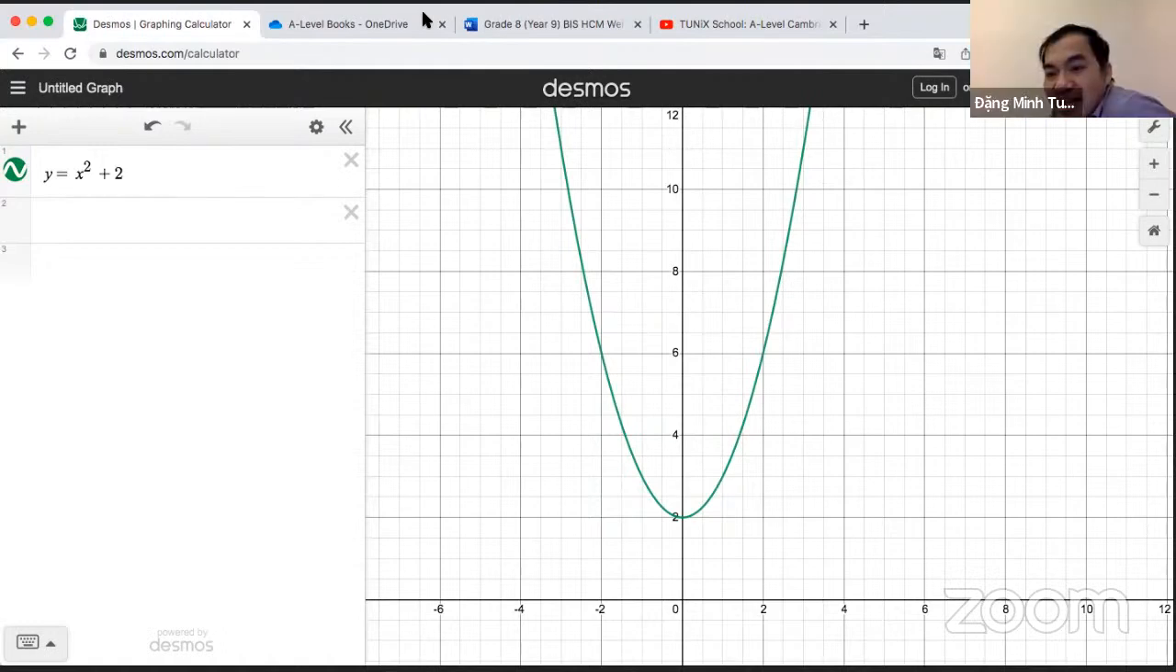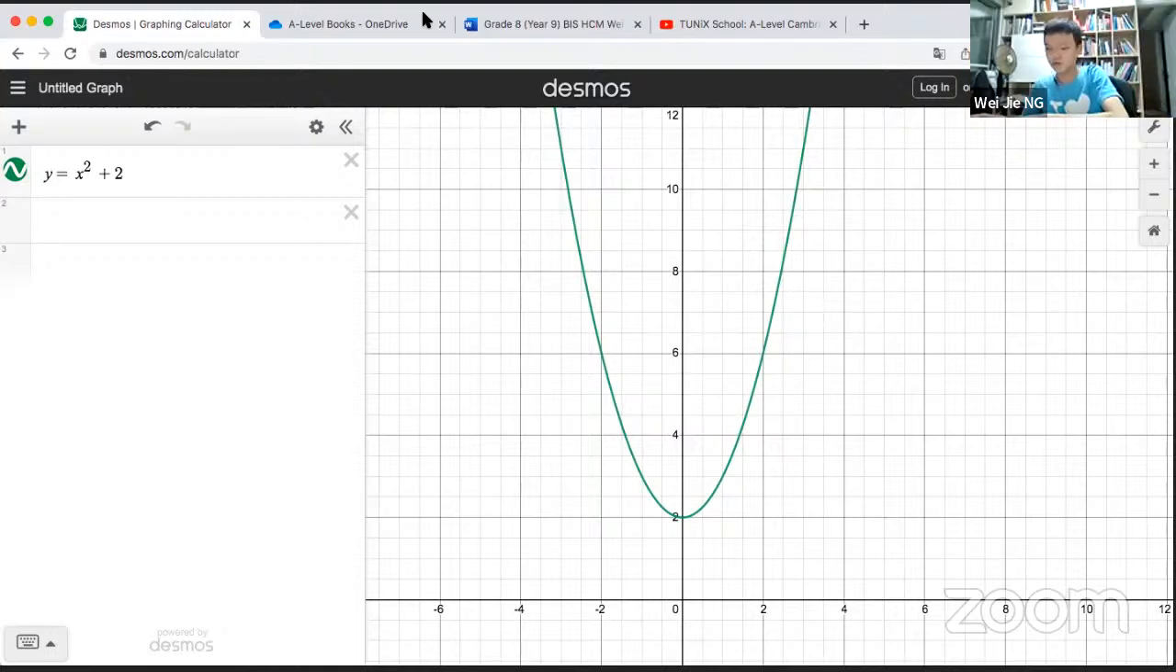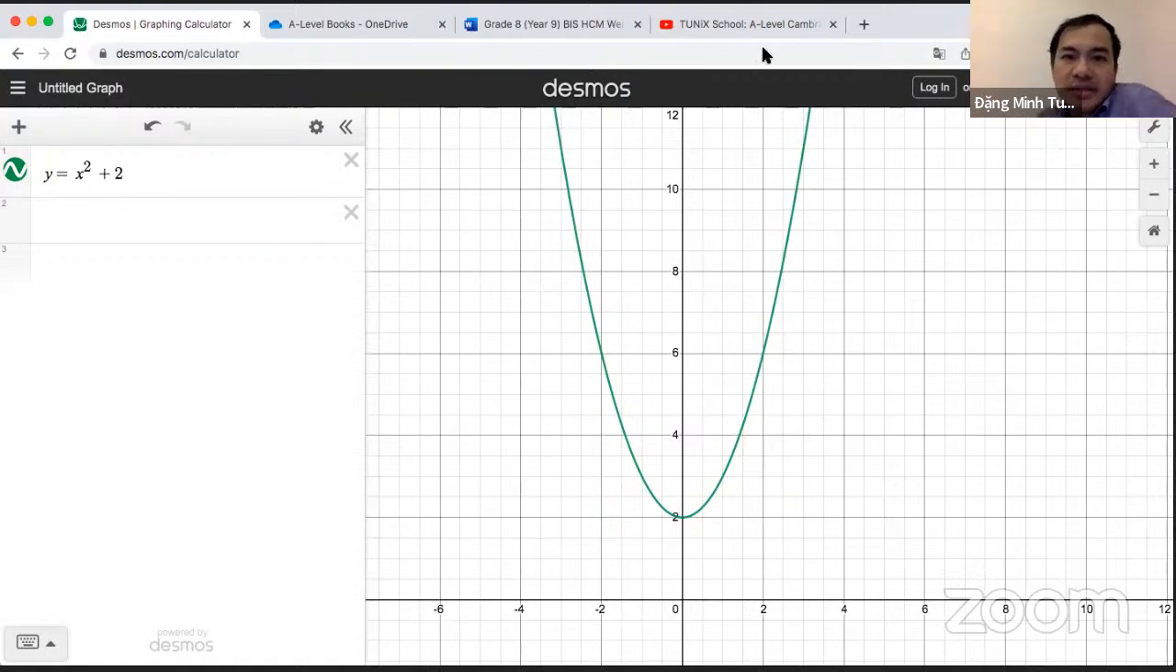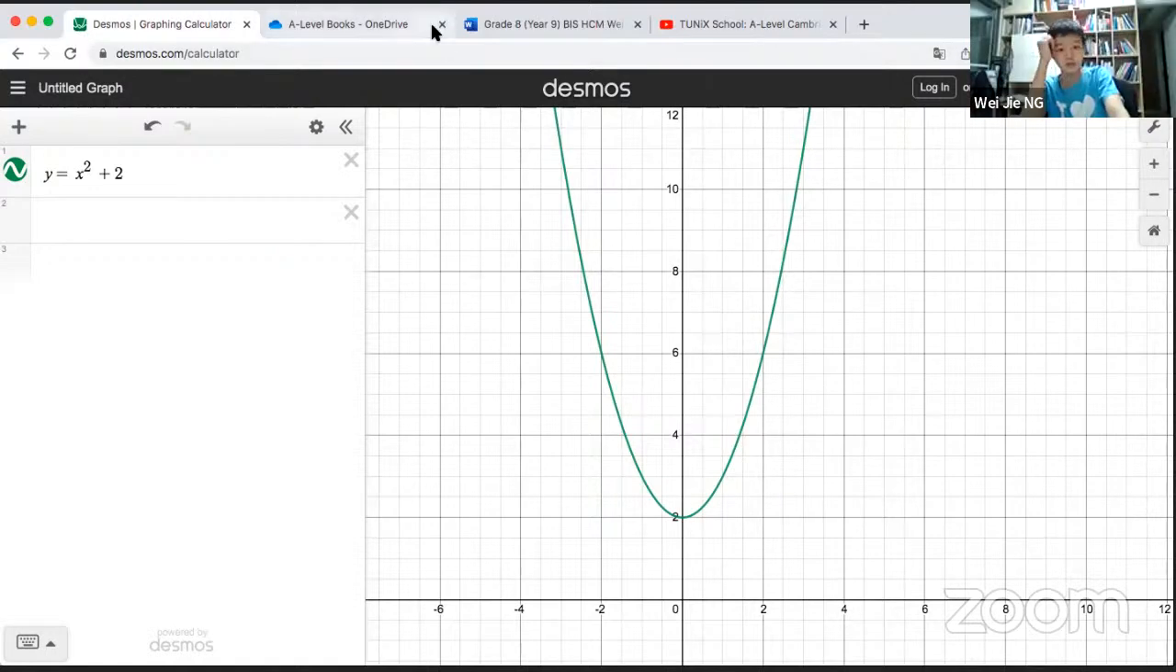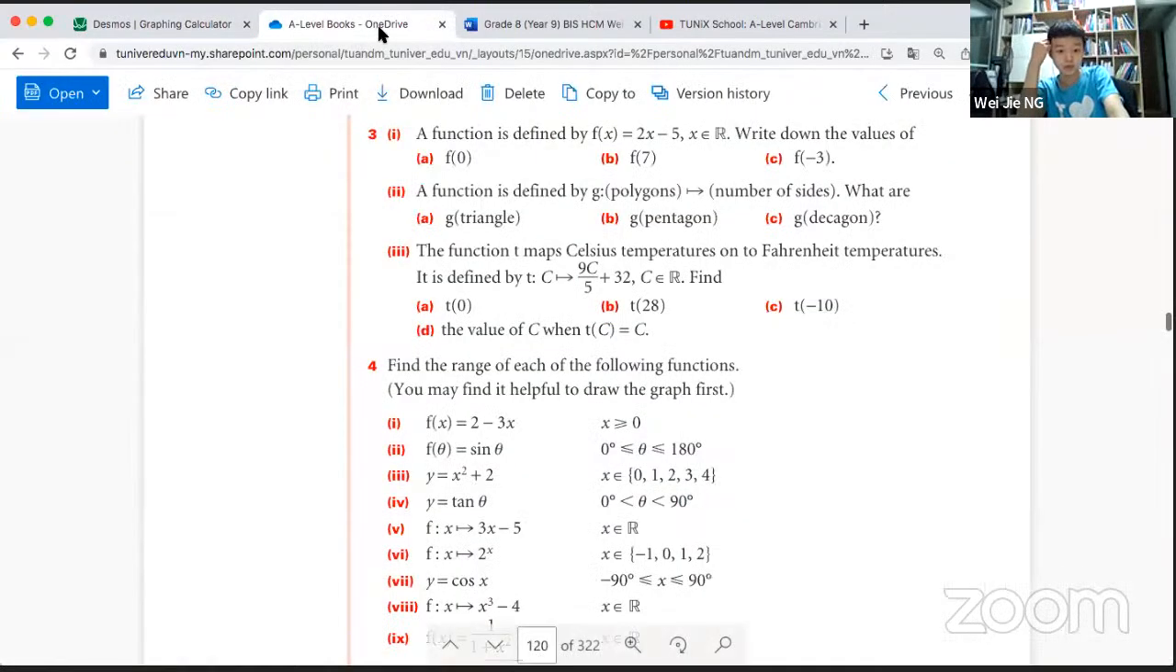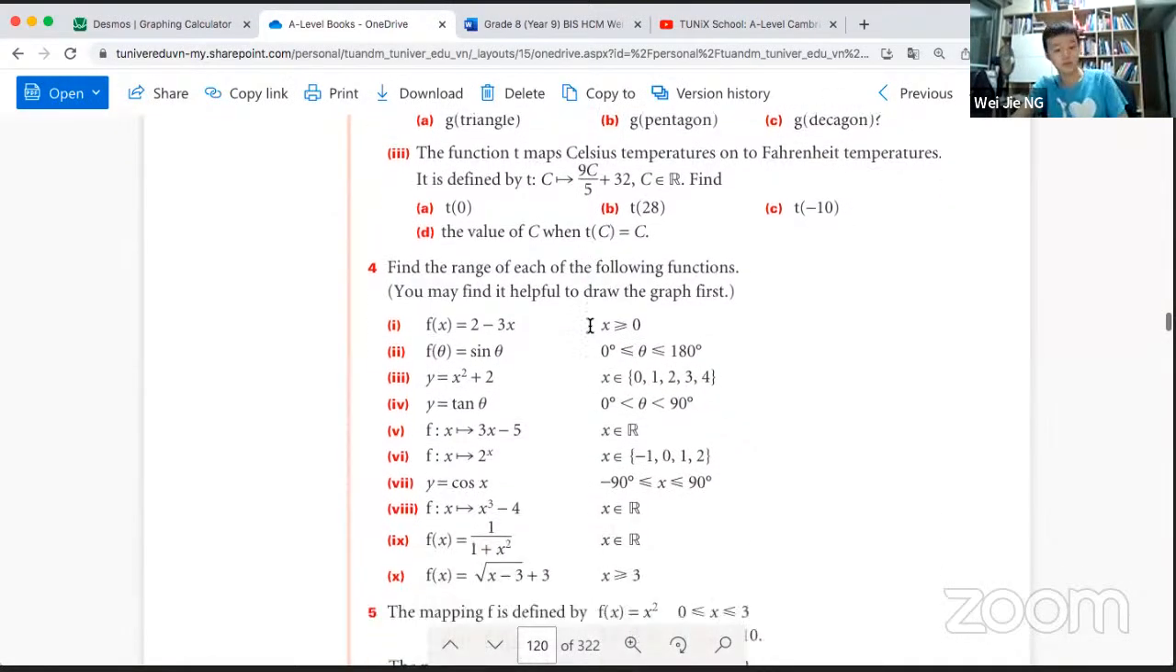But now you understand the graph of the function, right? I think we just need to replace the value. That's it. Okay. F(x) equals 2, x is above 0.